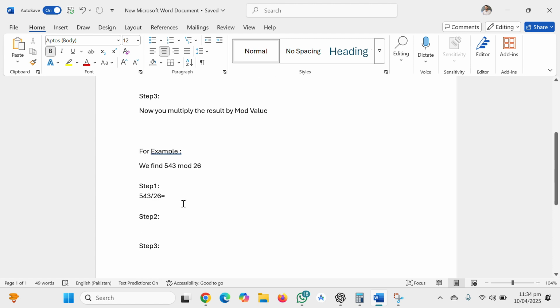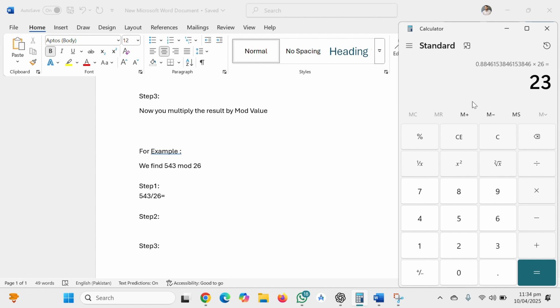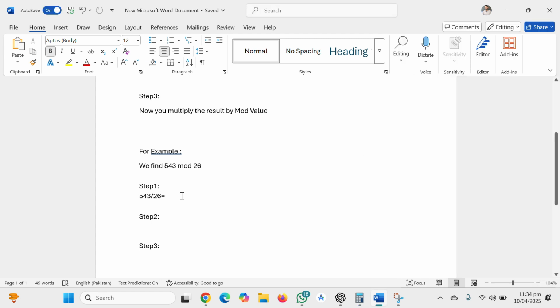For example, we take the example of 543 mod 26. So first of all, we divide the 543 by mod value. In this case our mod value is 26, so we divide with 26. So this is the result. We copy that and place it here.